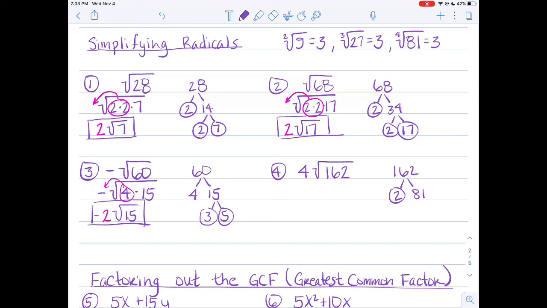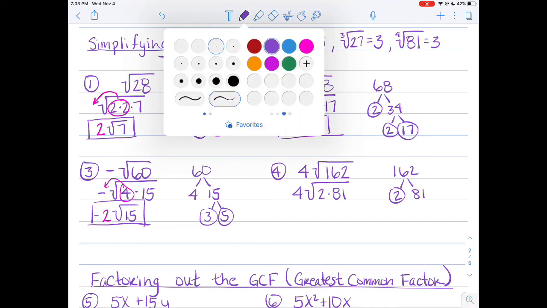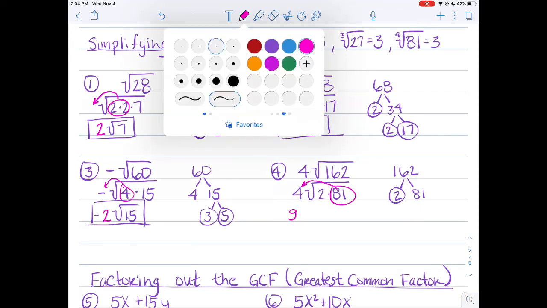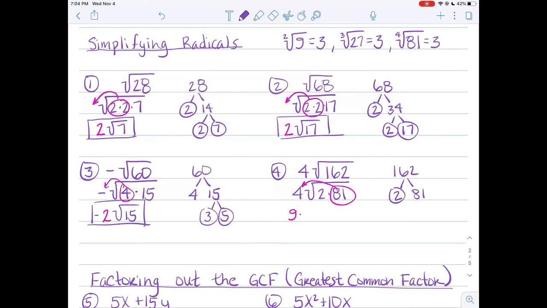So I can stop there and go ahead and write my radical as 4, the 4 that was on the outside, and then 2 times 81. And I'm going to pull this 81 out to the outside as, let's see, square root of 81 is a 9. And then I have the 4 that was originally there, and I'm left with the square root of 2 here. 36 square root of 2.